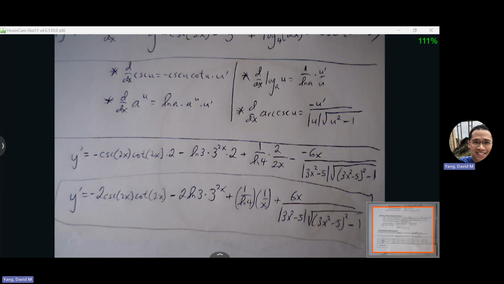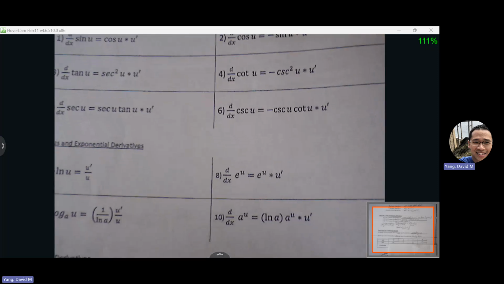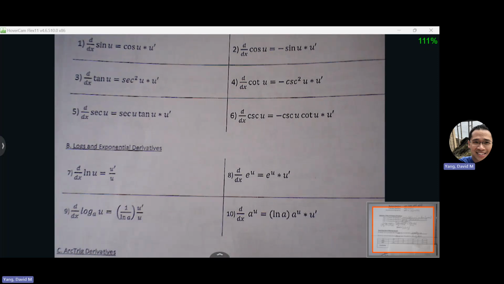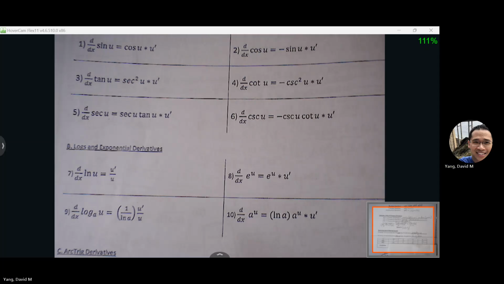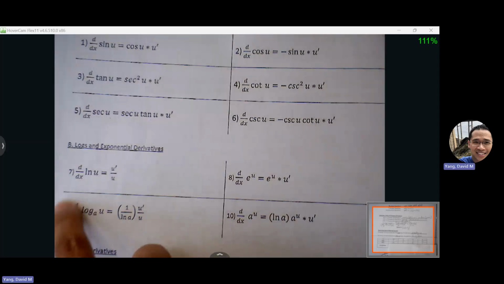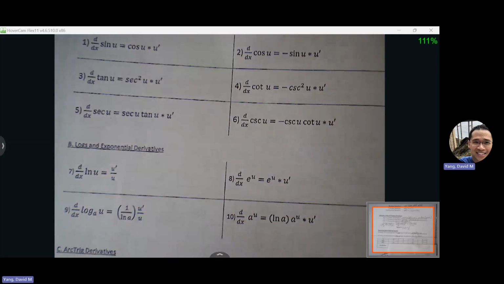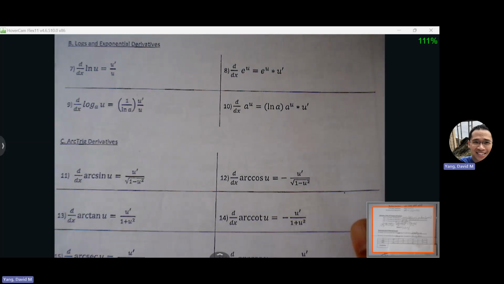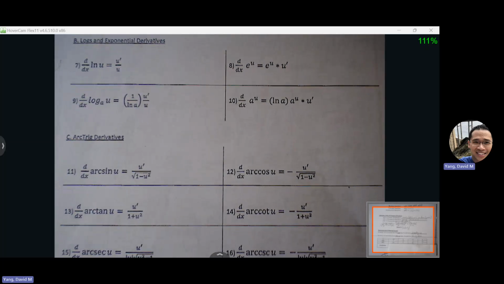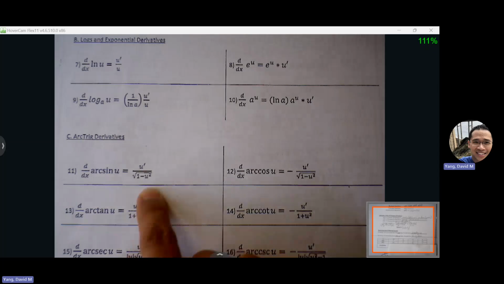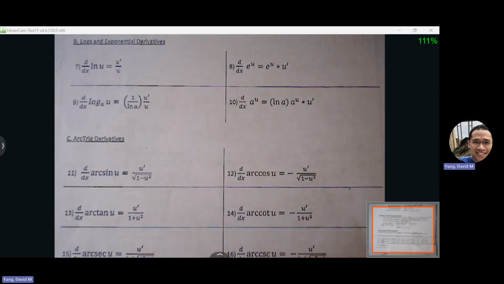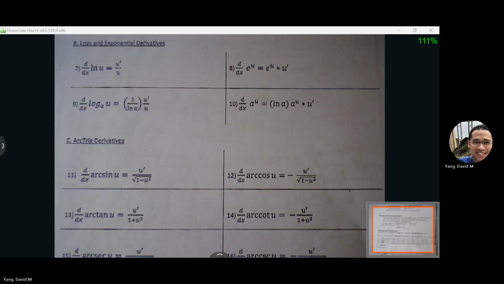So make sure you review your derivative rules, right? So the back of your packet, back of your notes packet and the test review packet, we need to make sure that we have these derivative rules down. So you've got the 6 trig, you've got two logs, you've got 2 exponentials, and then you have 6 of the arc trig rules. But again, once you know these 3, you know these other 3 are just variations of the original 3. Okay?